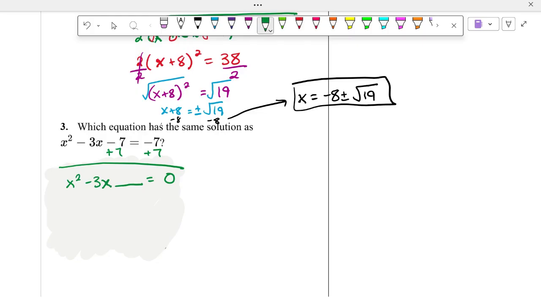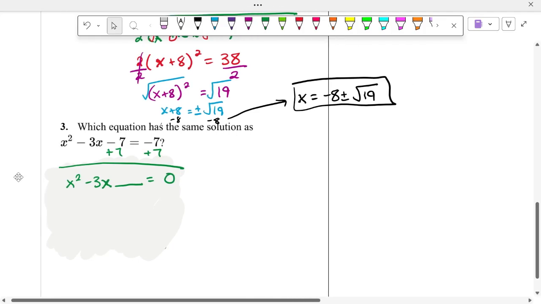Now, what's going to be the big issue here? What's my b value? It's odd. So what's going to happen when I divide by 2? It's going to be a fraction. All right. So this would be negative 3 over 2 all squared, which is just what?